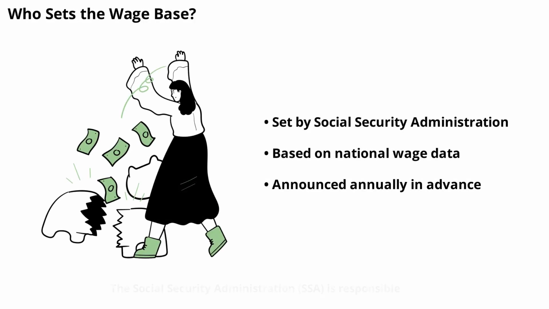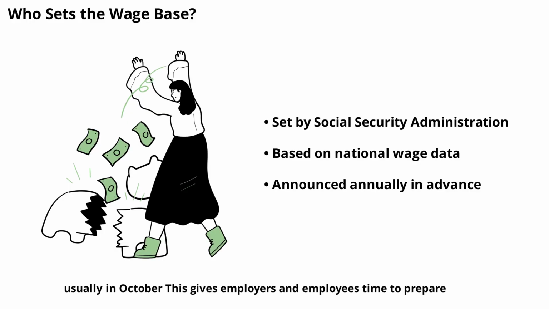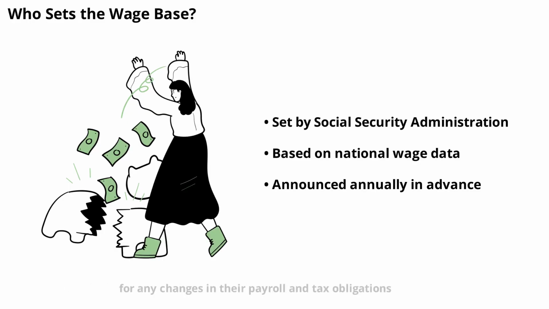The Social Security Administration, SSA, is responsible for setting the wage base each year. They use a formula that takes into account changes in average wages across the country. The SSA announces the new wage base for the upcoming year, usually in October. This gives employers and employees time to prepare for any changes in their payroll and tax obligations. Staying informed about these updates is crucial for accurate financial planning.